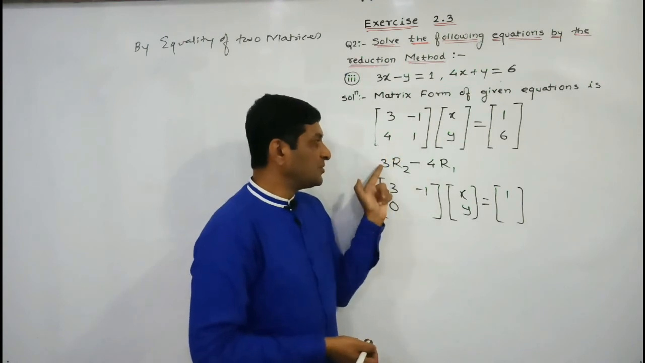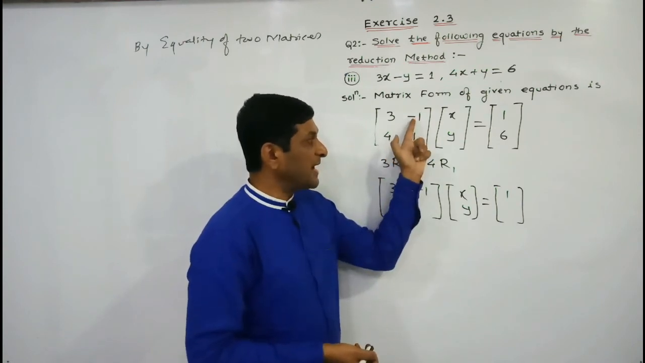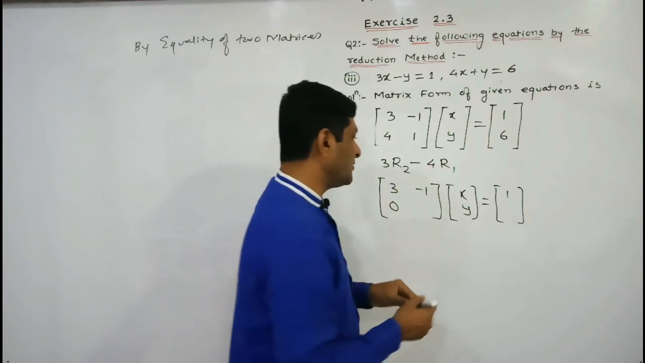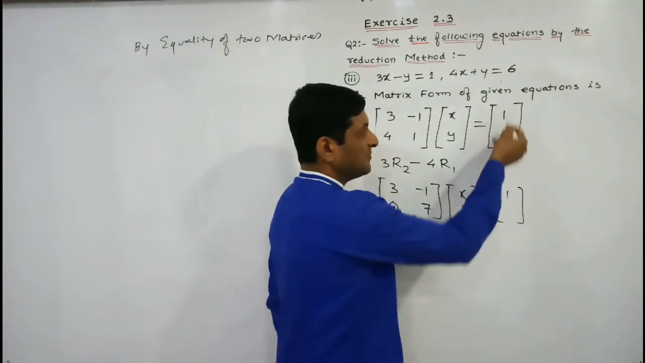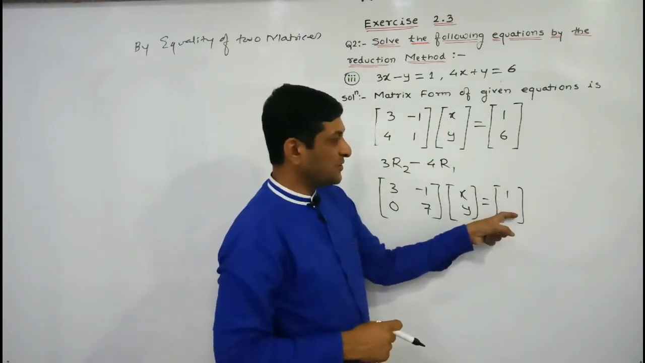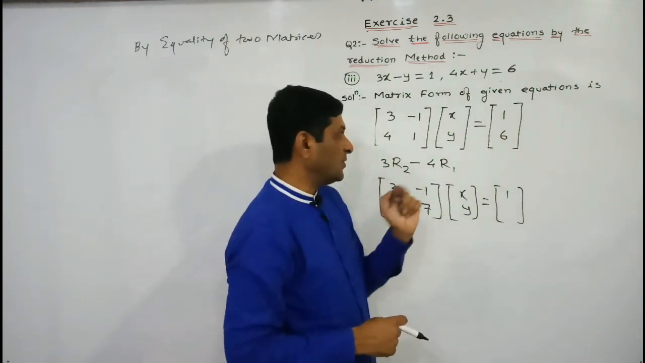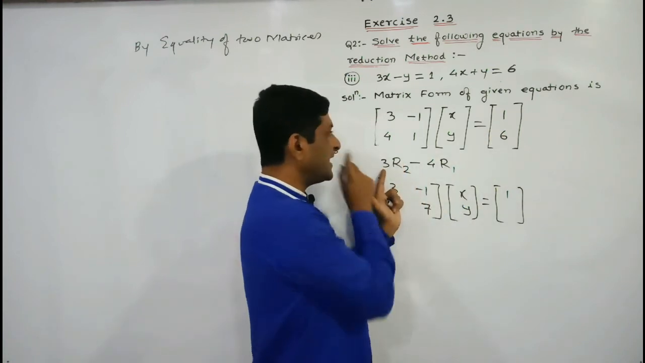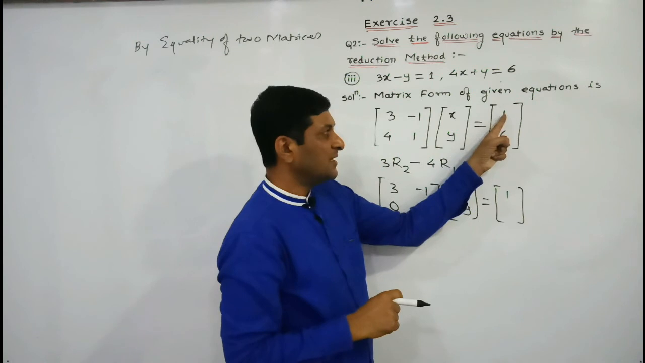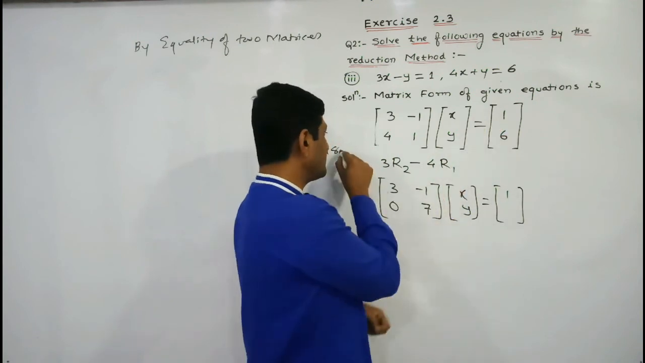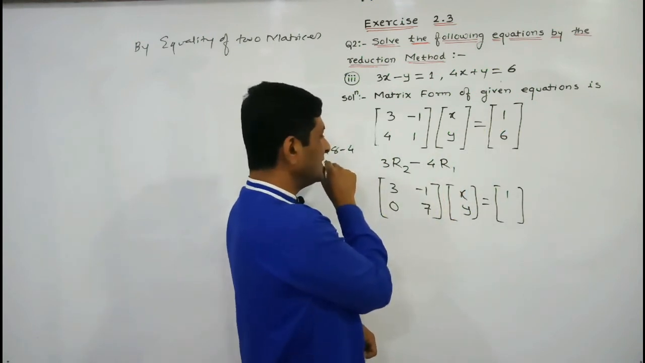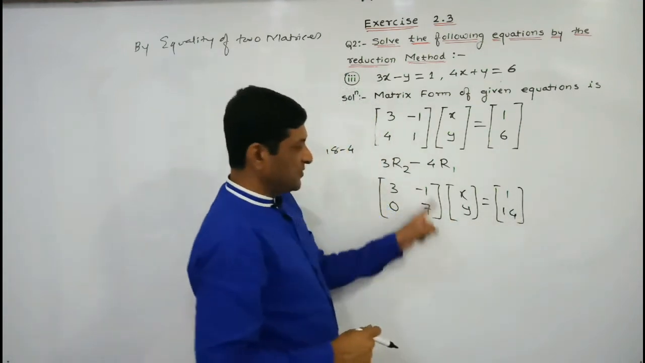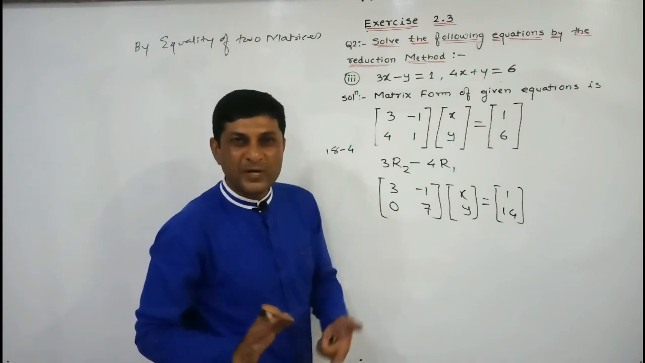So R2 is 1 here. 1 into 3 is 3, and R1 is minus 1. Minus 1 into minus 4 is plus 4. So 3 plus 4 is equal to 7. On this side 1, keep it as it is. Let us perform this operation very carefully on this side on R2. R2 is 6; 6 threes are 18, and R1 is 1; 1 into minus 4 is minus 4. So 18 minus 4 is equal to 14. In this way we have converted this matrix into an upper triangular matrix.